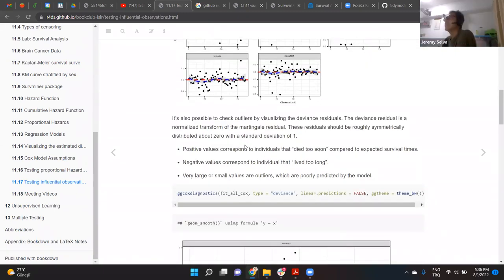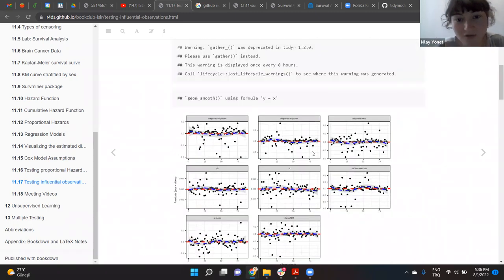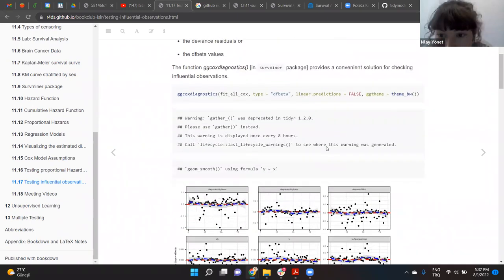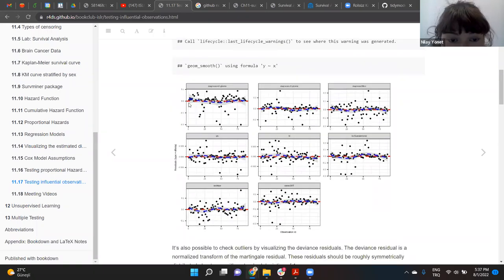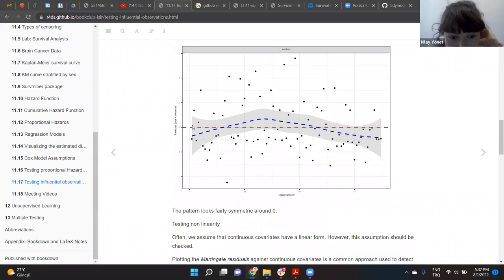I have a question, if you don't mind. When you say positive value, is it above the blue line or above the red line? Good point. I'm not sure about it right now, but it is also like too soon or too long, so we could maybe talk about them as outliers. But I'm not sure about the difference between red and blue. Maybe the red line is just to show the zero, and maybe the blue line has an error. I suppose the red one is zero.